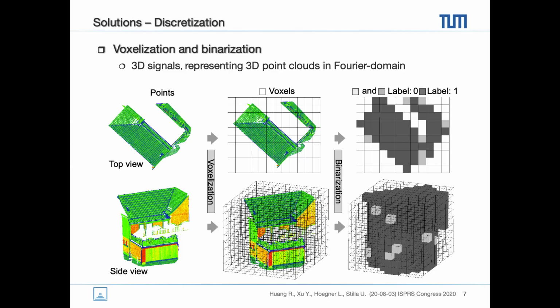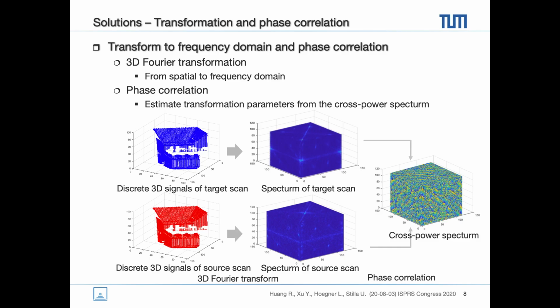In the voxelization and binarization step, the 3D space is resampled into a regularly resampled discrete 3D grid. Then the cells will be annotated with value 1 or 0 by the occupancy. Then, after the voxelization and binarization, the 3D signals will be converted from the spatial domain to the frequency domain by the 3D Fourier transformation. Then, by calculating the cross-power spectrum, the correlation between the 3D signals can be obtained, and then the parameters can be estimated from the cross-power spectrum.